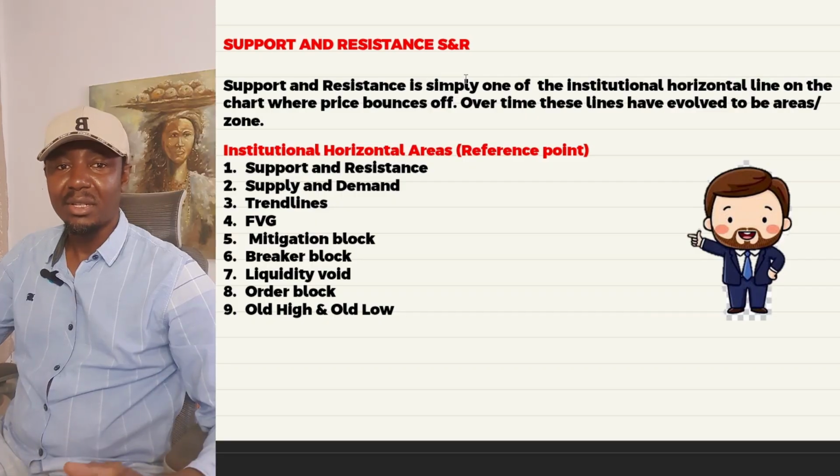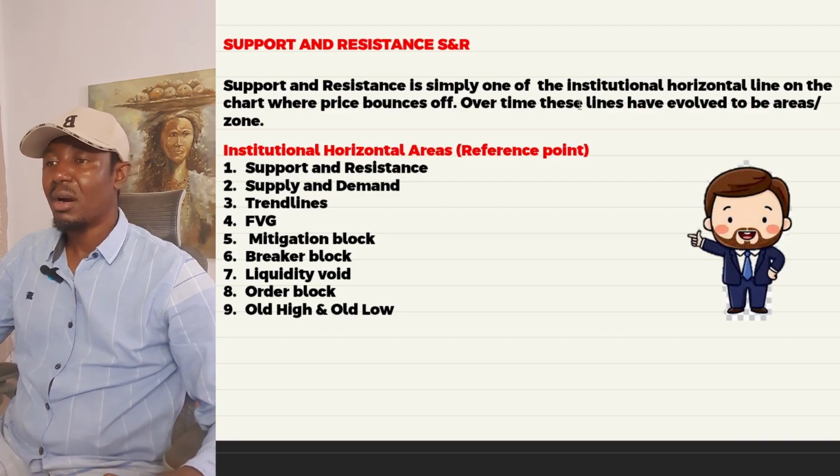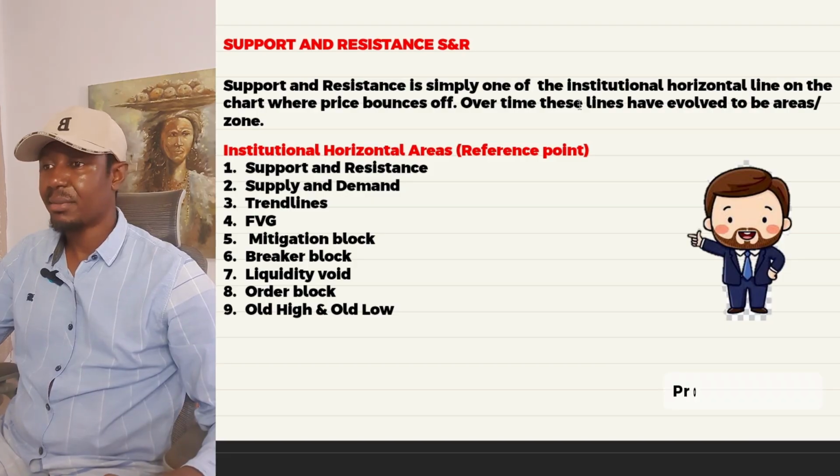All right, so let's start with a simple definition of support and resistance. What you need to understand about support and resistance is that it is majorly one of the institutional reference points on the charts. Like I said, it's an ancient landmark. So all reference points of every strategy usually make reference to institutional reference points.